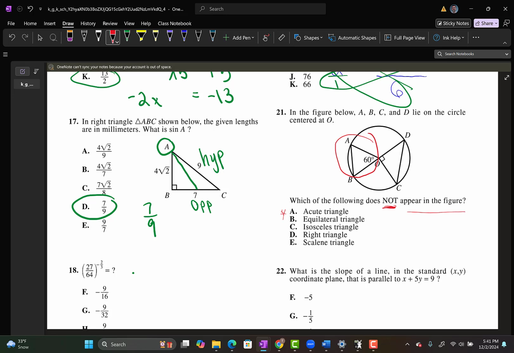This angle is 60. So these other two angles have to be, there's 180 degrees inside a triangle. So these other two angles have to add up to 120. Now, there's a short way and a long way to do this.